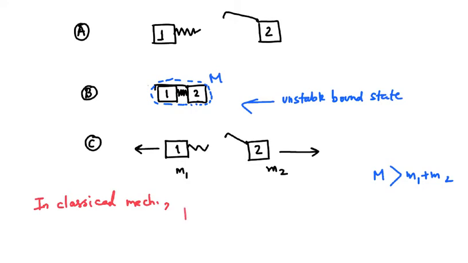As long as the two blocks remain together, we can treat them as a single body, whose rest mass we denote by capital M. If the body is at rest, then according to the definition of rest mass energy, the total energy in case B, when they are in the bound state, is equal to Mc², because they are not moving. So the total energy is just the rest mass energy.